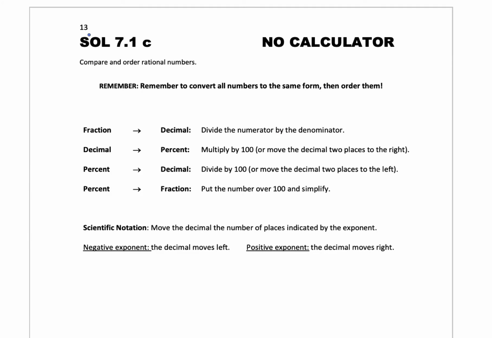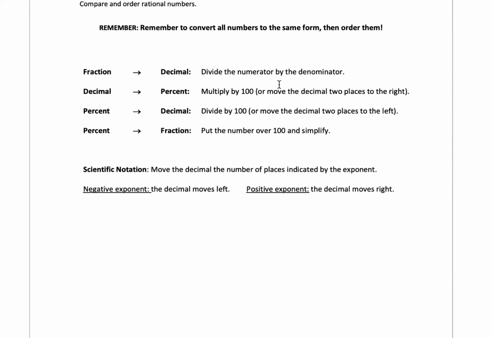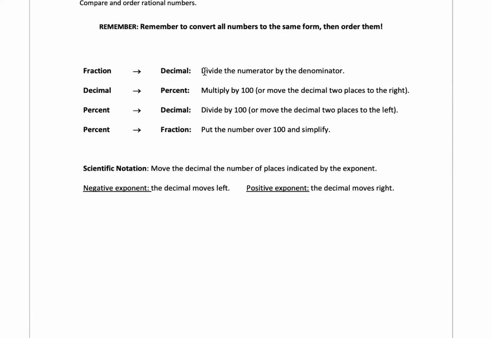Now our next section of Strand 1 is SOL 7.1c, and it still is no calculator. This is comparing and ordering rational numbers. So remember, when you have numbers that you need to put in order from least to greatest or greatest to least, if you have a fraction and a decimal and a percent and you don't know which way to put them in order yet, just change them all into the same form. Now, it's usually easiest to change them all into decimals, but you can do what you like best. Some people like to put them all in percent, some people like to put them all in fractions, so whatever you prefer.